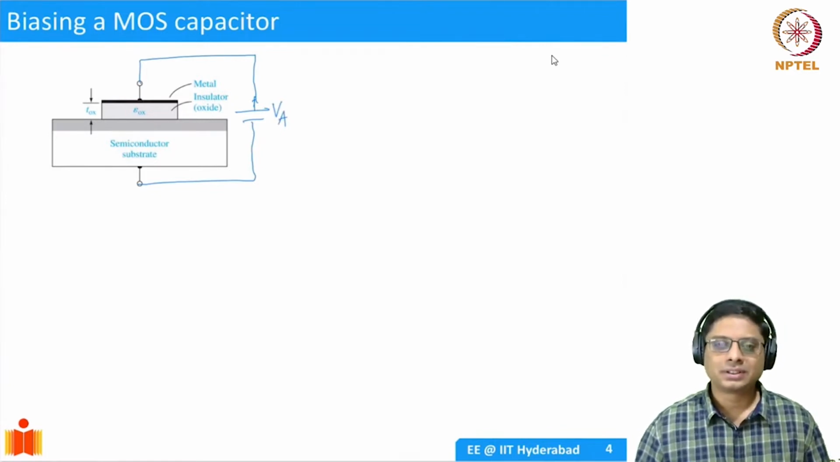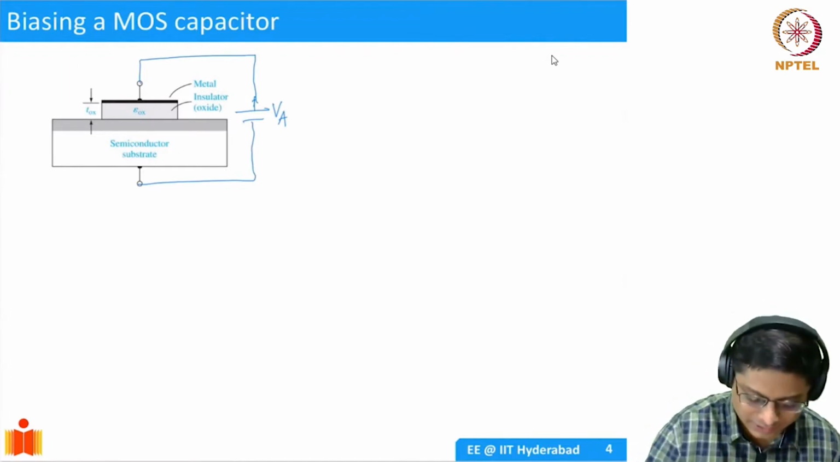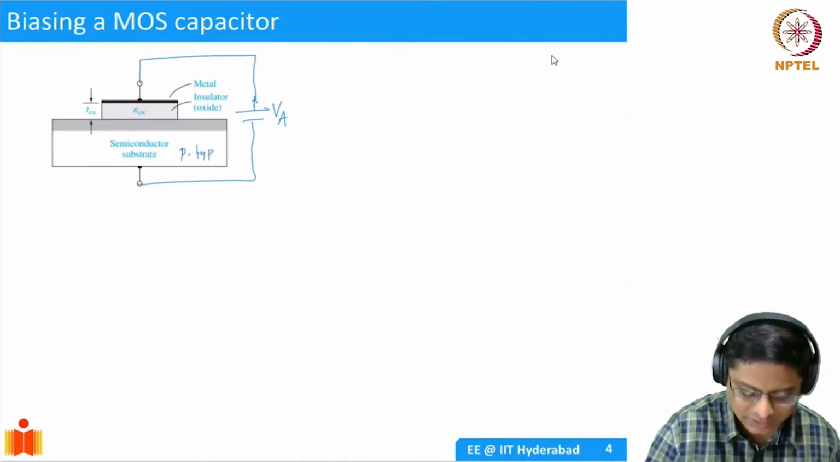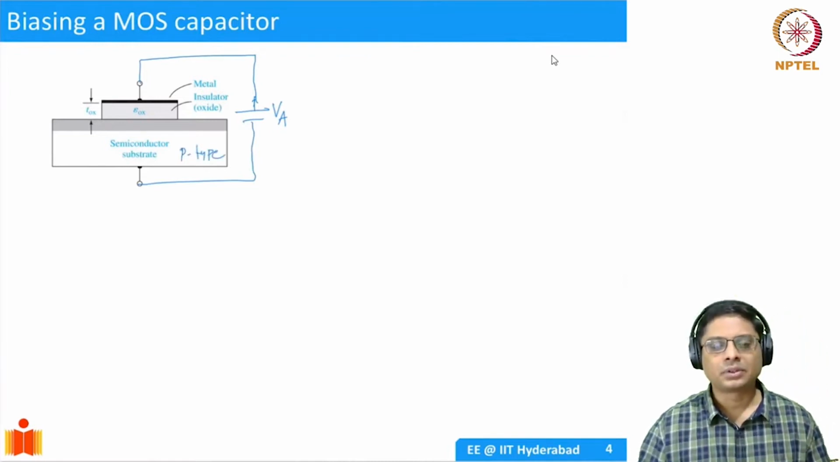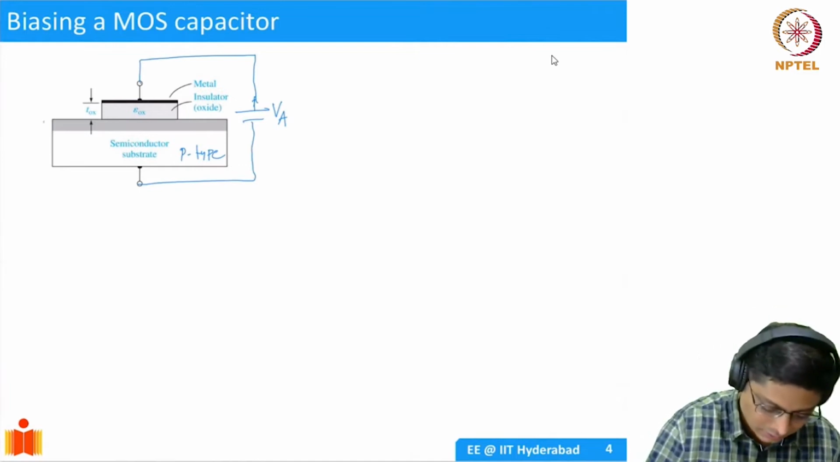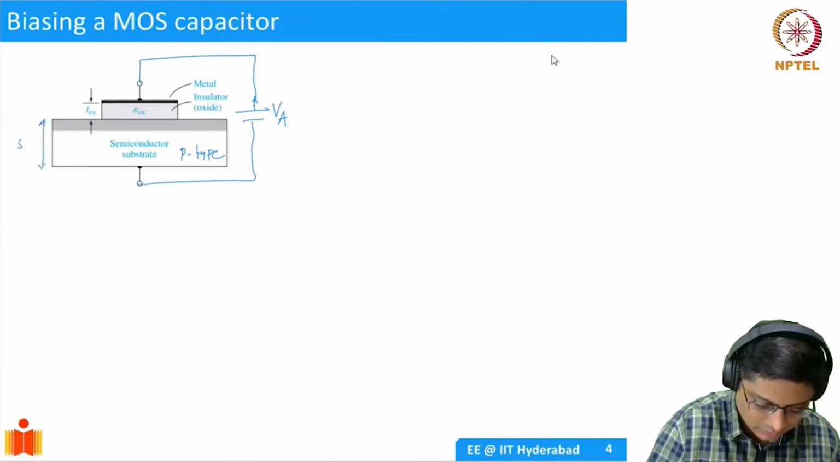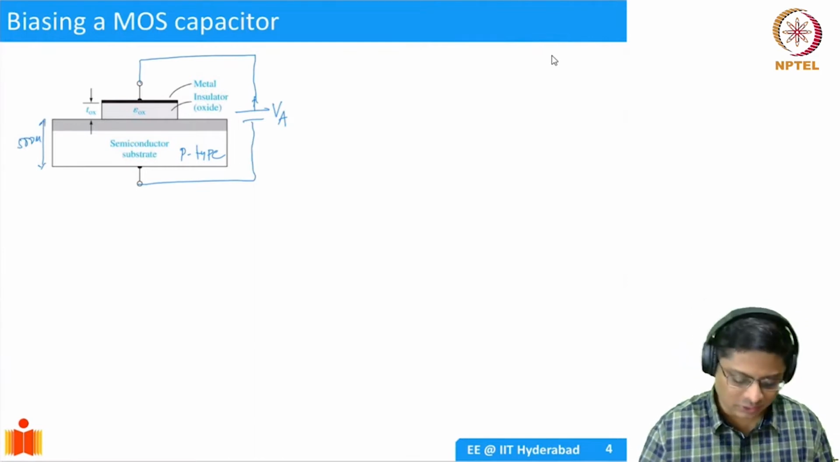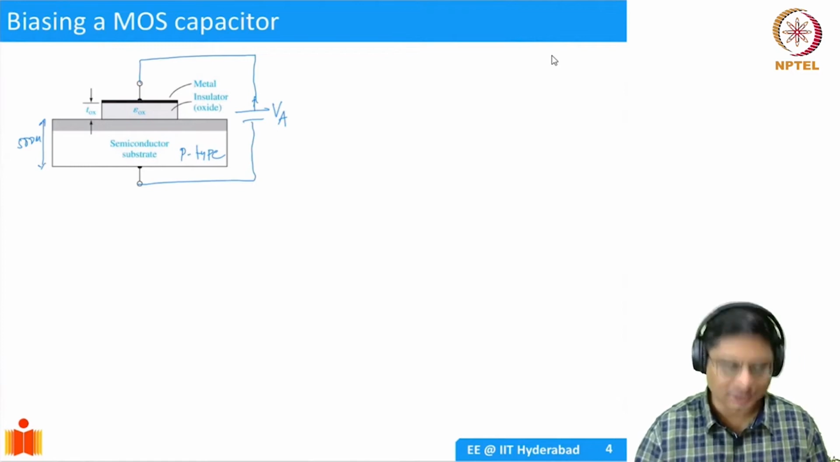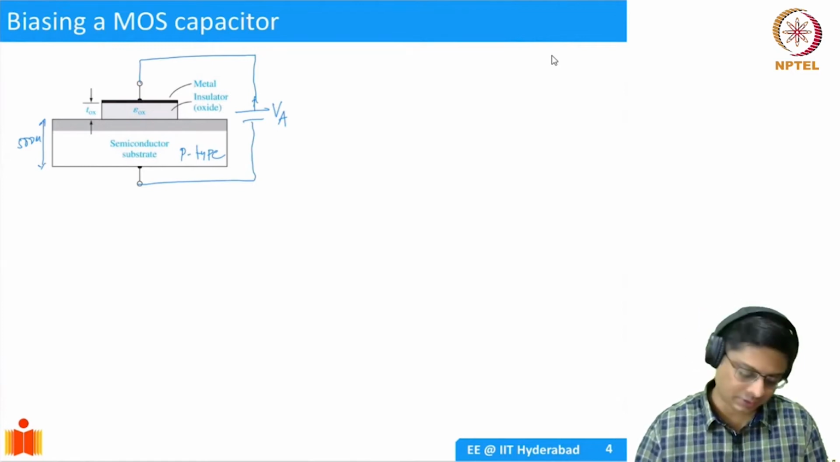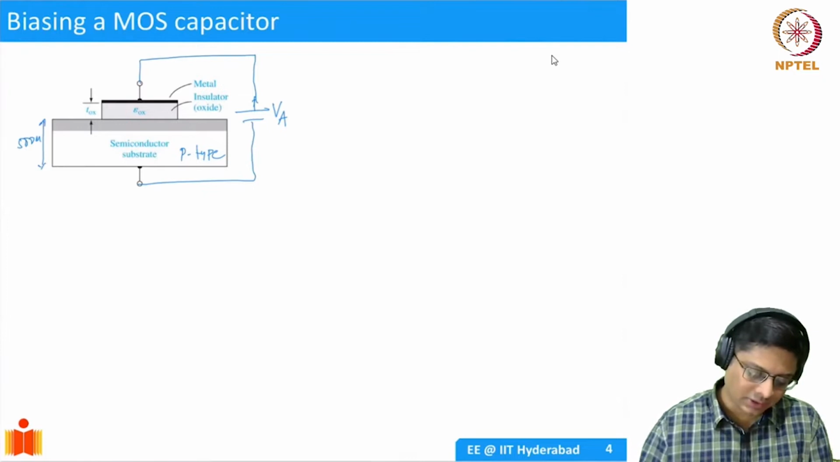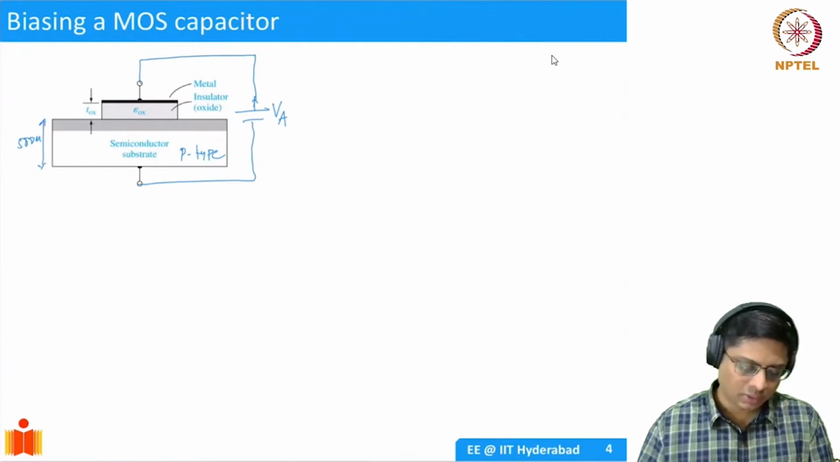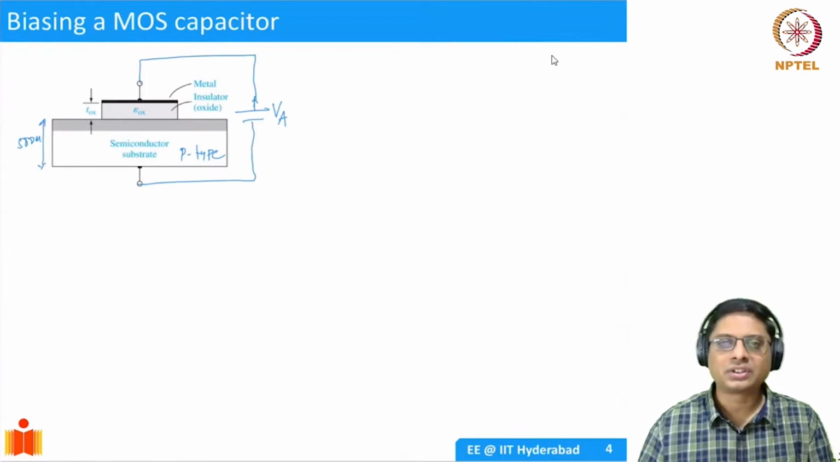So remember, the semiconductor has certain doping. Let's say we assume for a moment that it is p-type doped. So this is a 500 micrometer thick wafer, and we have made contact. We made good ohmic contact with the semiconductor, so there's no voltage drop across that. And then there is this oxide, which is T-ox, and then you applied a positive voltage on the other side. What do you expect?